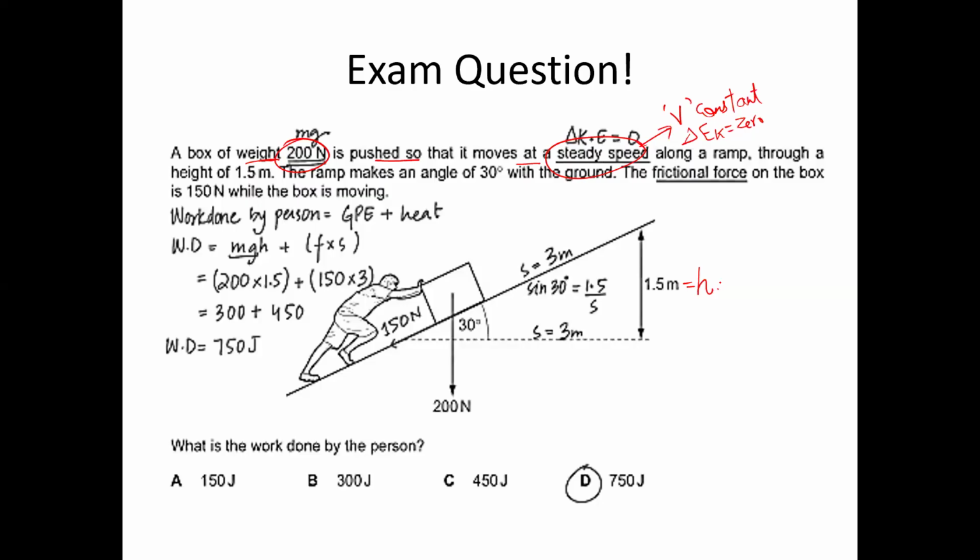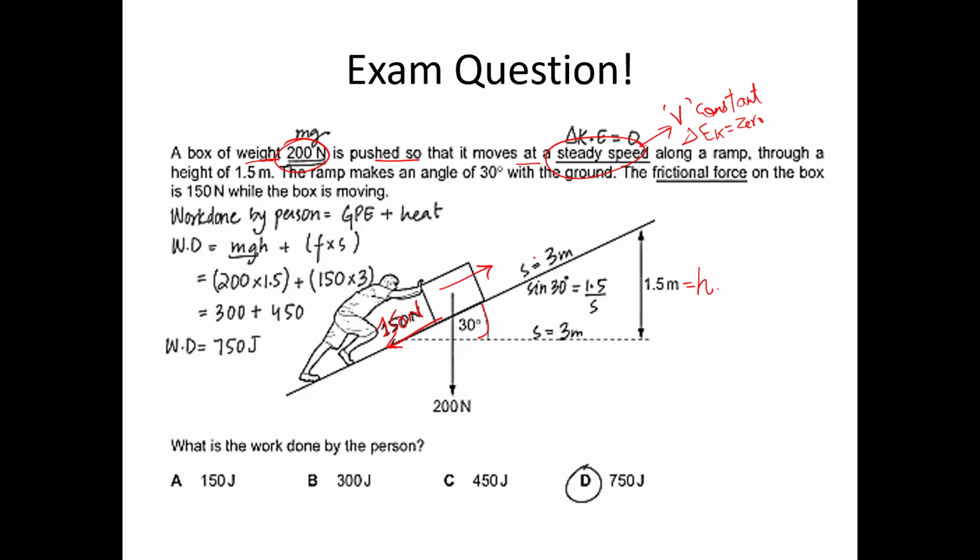The ramp makes an angle of 30 degrees. This is already shown in the question. There is one frictional force acting, and let's say the block is moving forward, so the frictional force will be acting in the backward direction. It is equal to 150 newtons. So this is how it works. There is a forward force acting on the block, and there is one frictional force acting in the downward manner, and the block is moving upward.